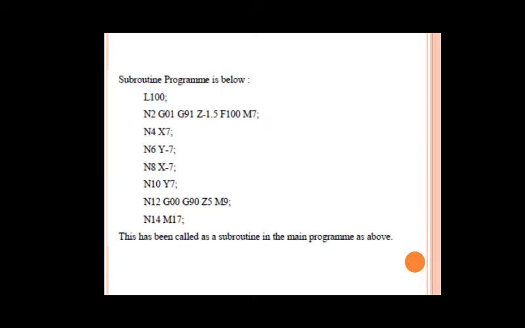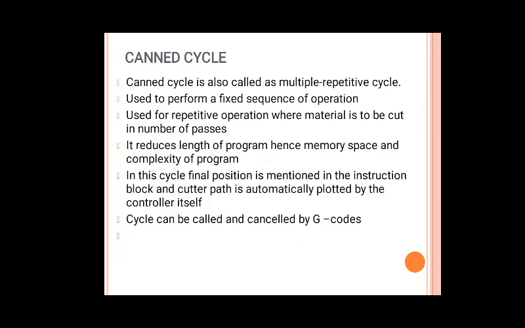Now next, that is the canned cycle. Canned cycle is also called a multiple repetitive cycle. It is used to perform a fixed sequence of operations. It is used for repetitive operations where material is to be cut in a number of passes. It reduces the length of the program, hence memory space and complexity of the program.